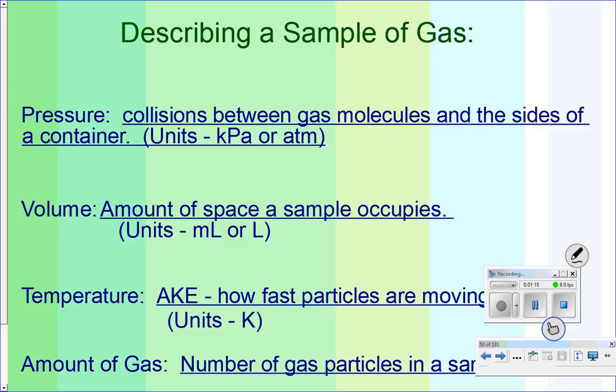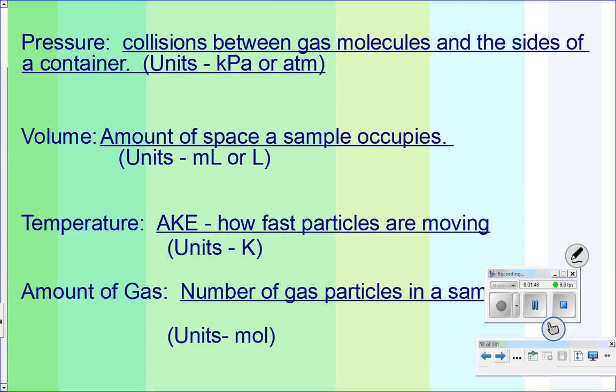In order to describe a sample of gas, we'll be using pressure, volume, and temperature. We're going to discuss what the amount of gas has to do with this, but in terms of our calculations, we don't actually worry about that too much. Gas pressure is defined as collisions between gas molecules and the sides of a container. The units that we're going to use for pressure are going to be kilopascals or atmospheres. If you're thinking about filling up your tires, here in America, we use pounds per square inch, or PSI.